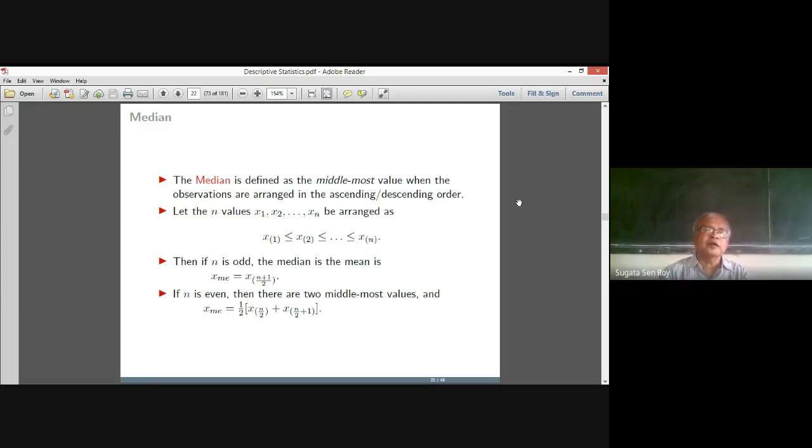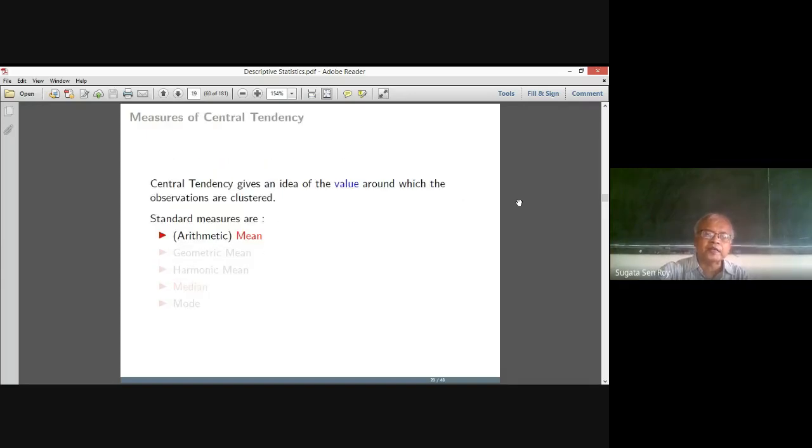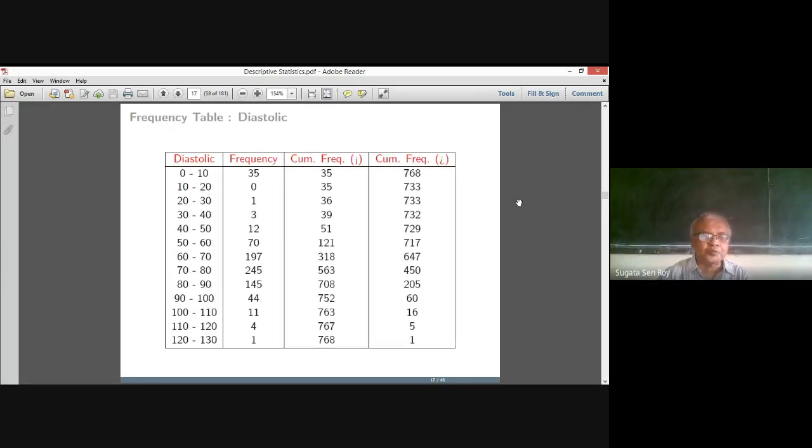There is one other time, when you have groups, like the groups I had formed before. Suppose the last group in this case is 120 to 130, but nobody knew that blood pressure can be higher than that. So one said, okay, we'll put the last group as 120 onwards, rather than 120 to 130. In this case, we have an open class interval, and it will be very difficult to calculate the mean if you have open class intervals.